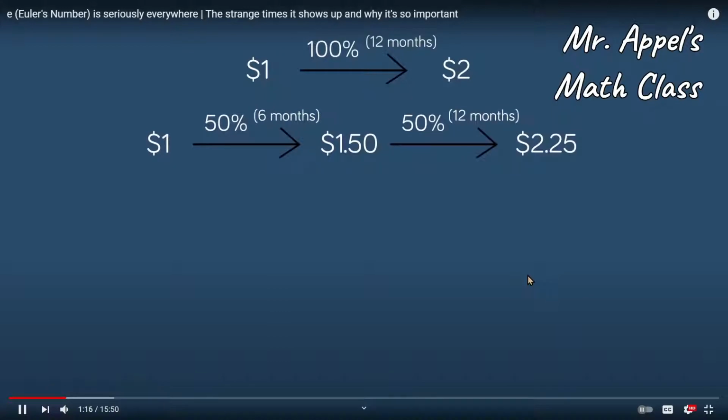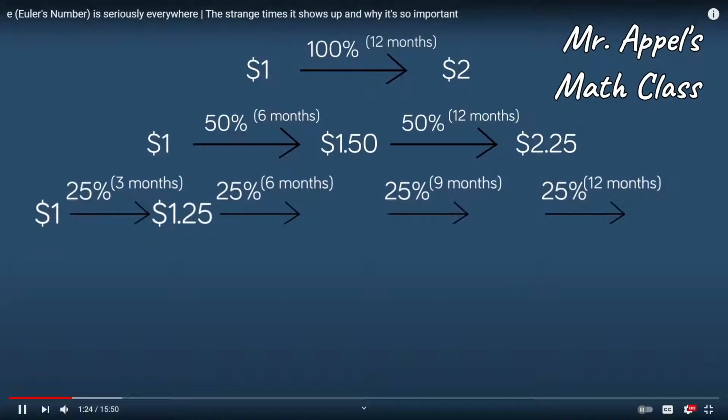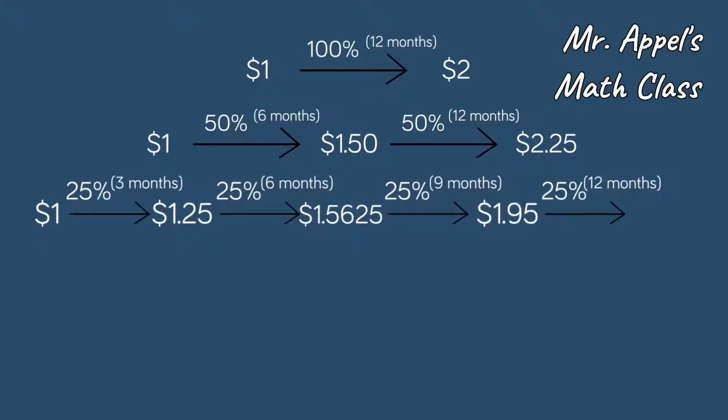If instead the interest compounded 4 times per year, then you get 25% every 3 months. The first payment would leave you with $1.25, then 25% of that leaves you with $1.56, another 25% gives you $1.95, and the final 25% gives you about $2.43. So notice that the final value keeps going up.